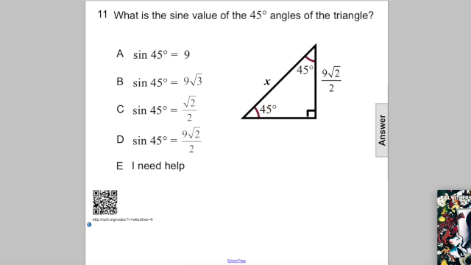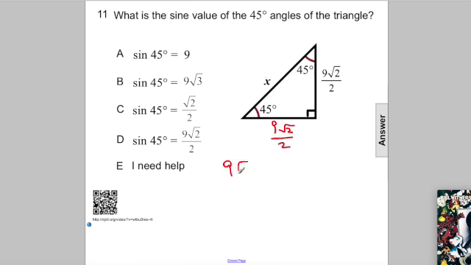I'm going to go to number 11. They want the sine value of the 45-degree angles of the triangle. All right, the sine value. In order to get the sine, we need the opposite over the hypotenuse. Since we're talking about this angle, this side here is opposite from that angle. It doesn't make a difference because this would be the same thing here. 9 radical 2 over 2 would be the same here. The question is, what's the sine value? And in order to do that, we're going to have to figure out what x is in this case.